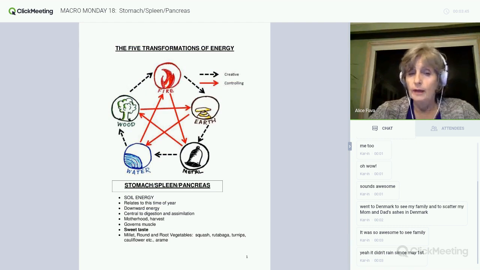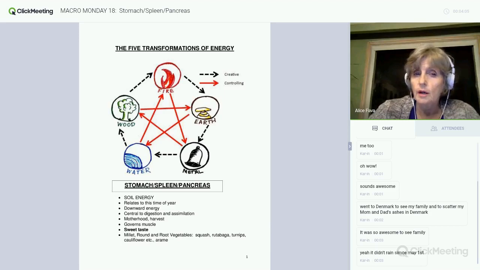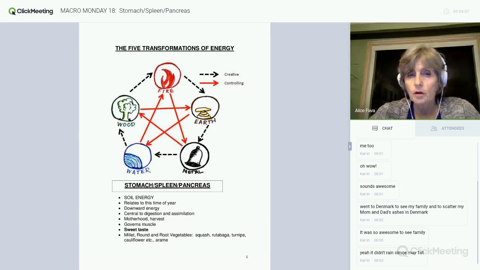And last time, remember, we started talking about the meridians and the paired organ meridians. We started with the liver gallbladder last time. And so this time I actually managed to, I get better every time, I managed to put the 5 transformations of energy graph onto the board there. I hope you can see it.